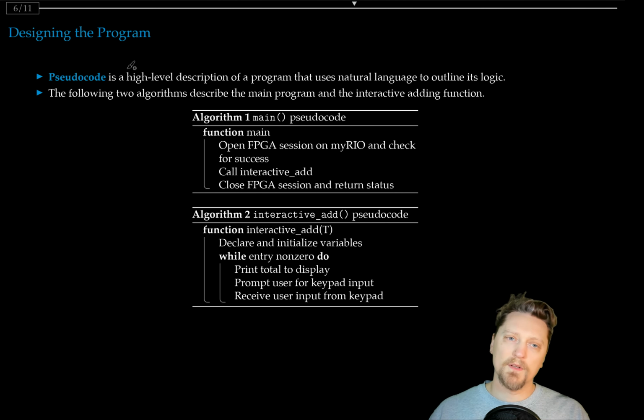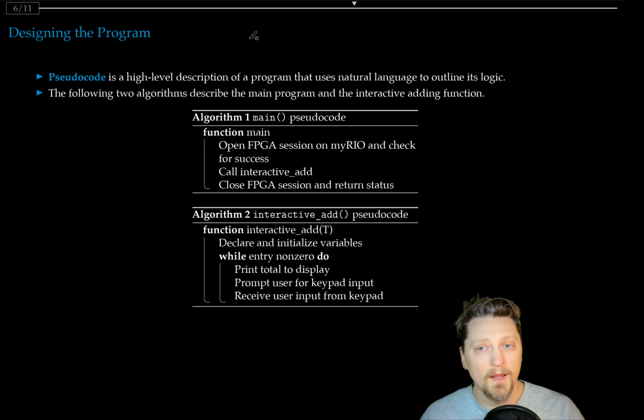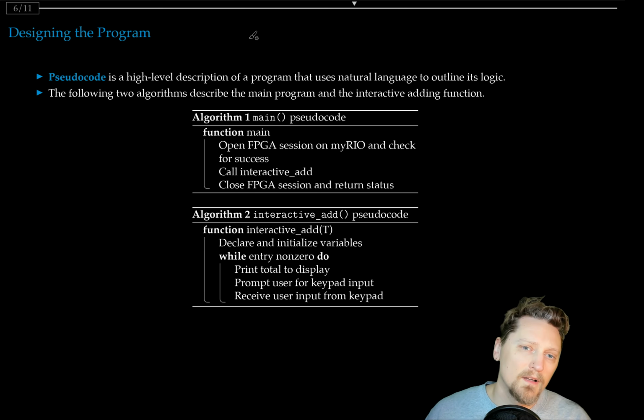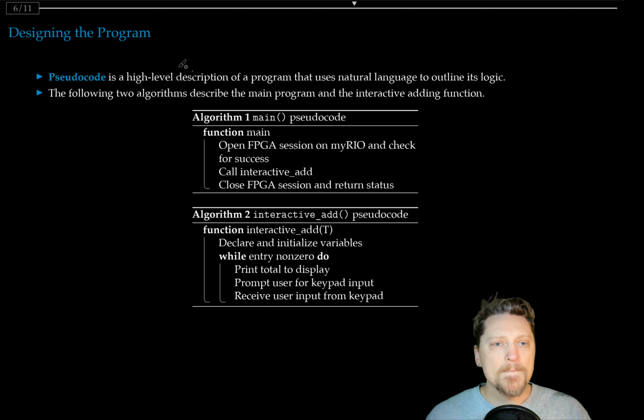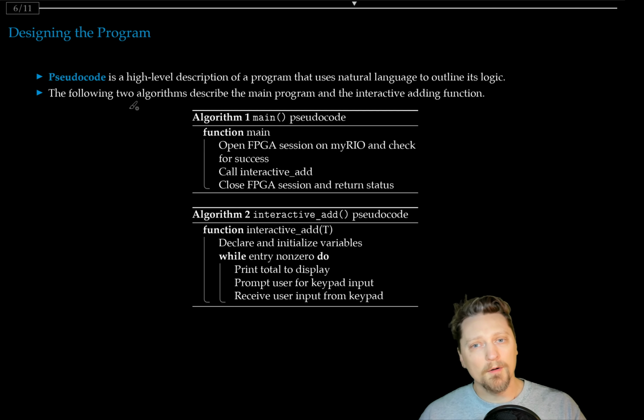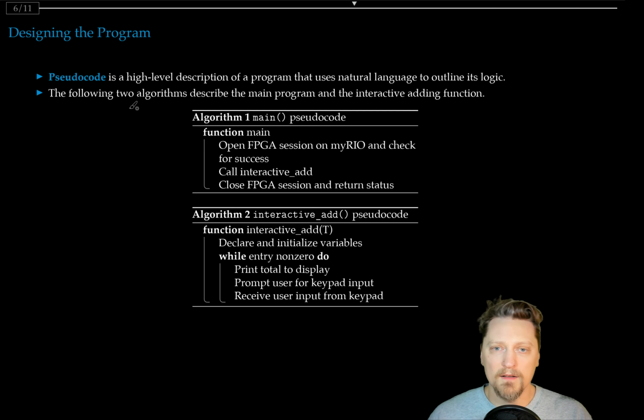So, designing the program. Pseudocode is introduced in this lab. It's a high-level description of a program that uses natural language to outline its logic. So we don't worry too much about the syntax or the details of implementation for the program. In pseudocode, we write out the logical structure of the program. The following two algorithms, which are written in pseudocode, describe the main program and the interactive adding function.